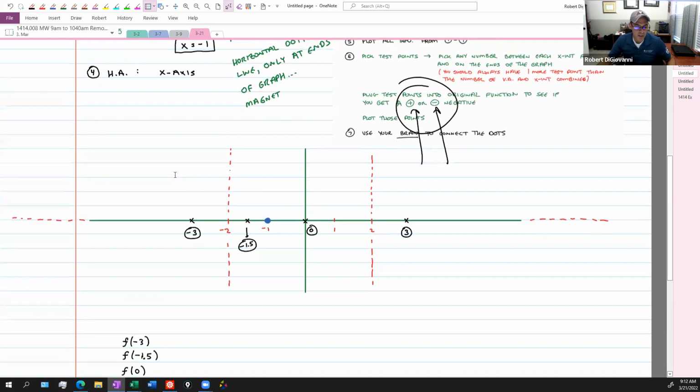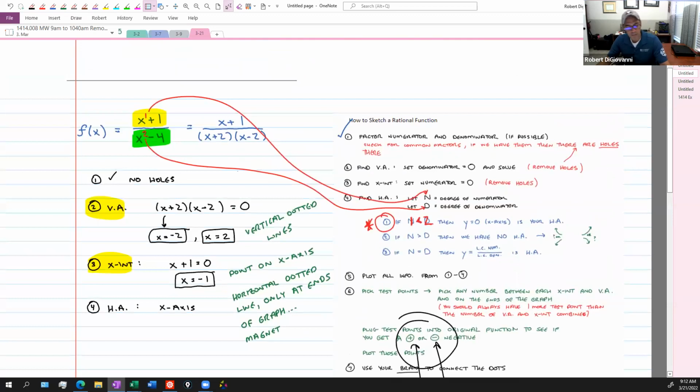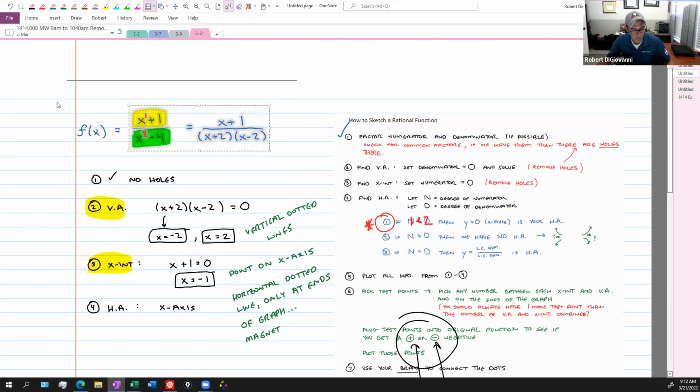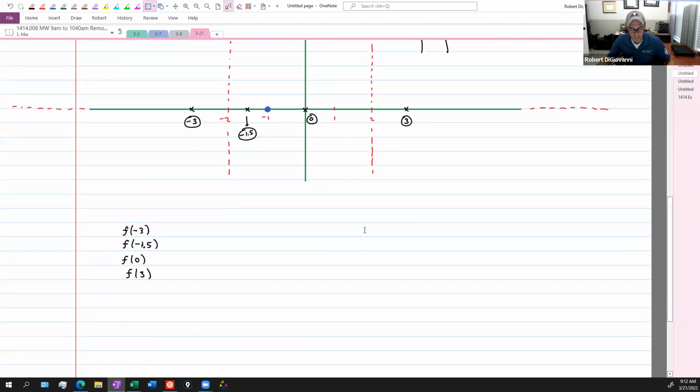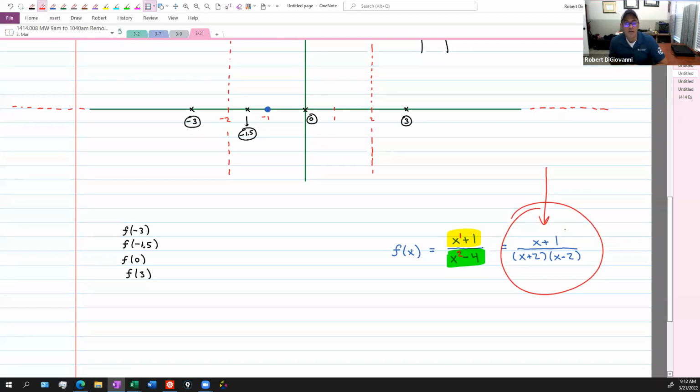And I'm plugging those into my original function, which I'm going to come back up here and copy. This was my original function. What I like to do is plug these into the factored version, because if I plug it in there, it's very easy for me to figure out whether or not I get a positive or negative number out. Okay, so just think about this.